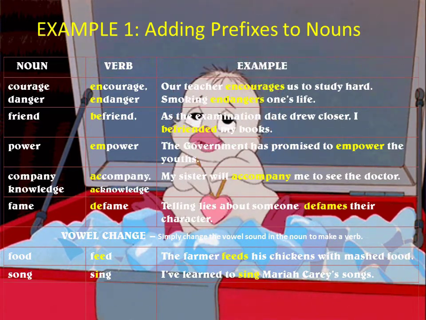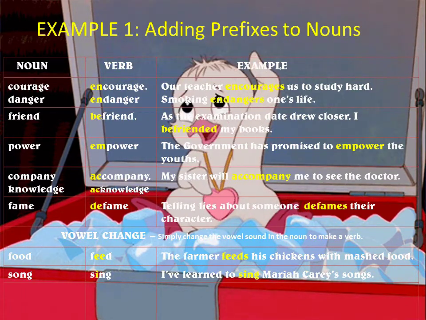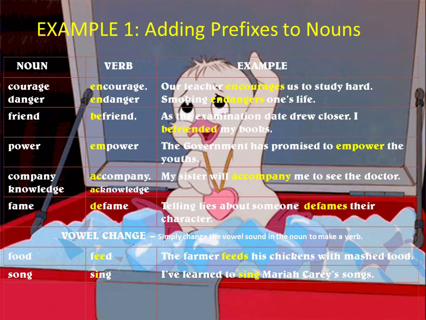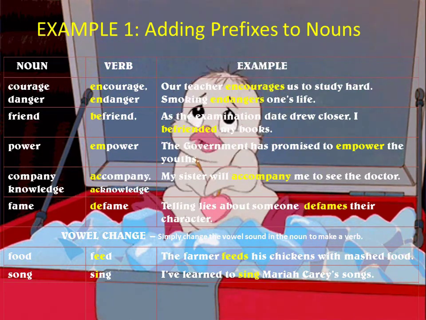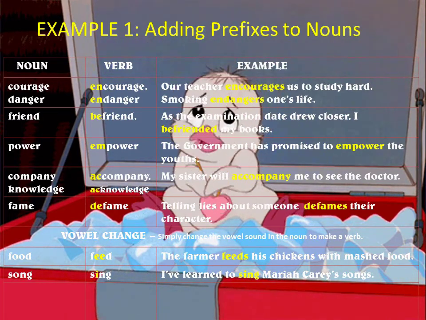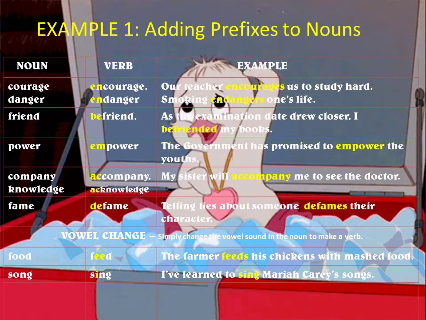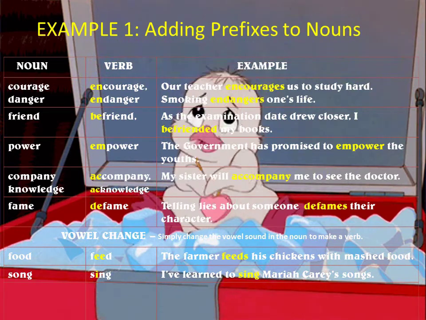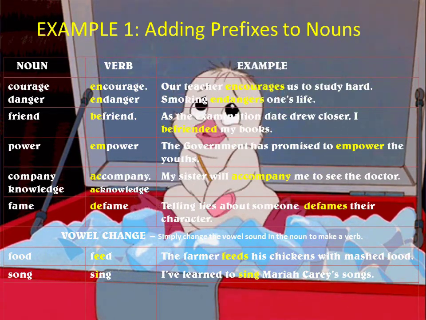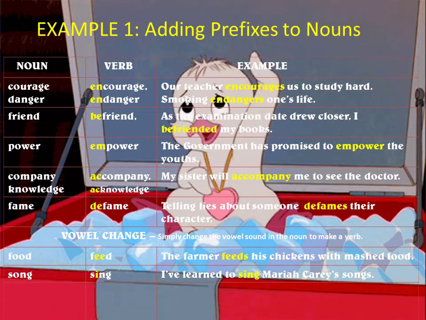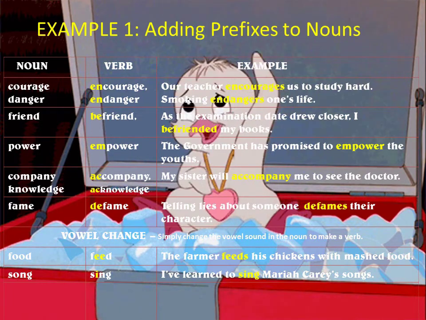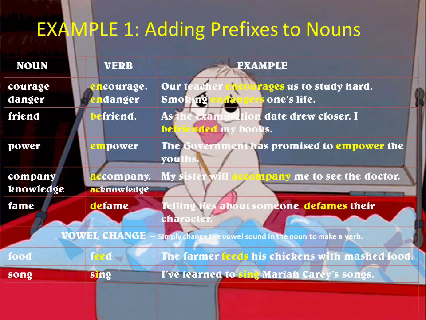So you can see that in examples like our teacher encourages us to study hard, or in smoking endangers one's life. In other words, smoking puts one's life in danger. You see what we have done there to make a noun become a verb? That's very spectacular. Alright, let's still play more of this game.